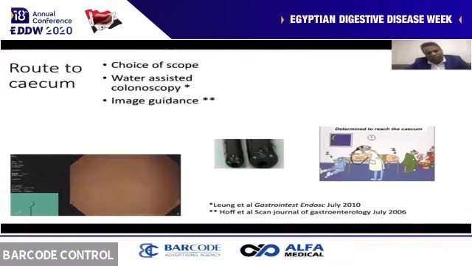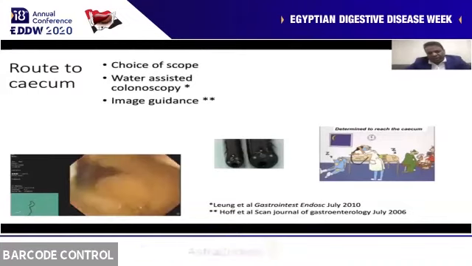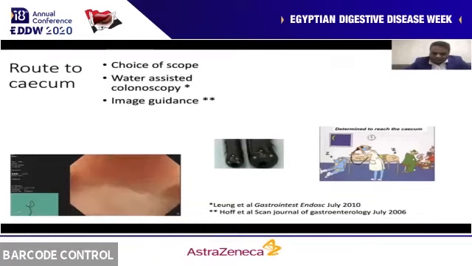Water-assisted colonoscopy has been found to be useful, particularly in navigating the left side of the colon, the sigmoid, and also minimizes the pain that the patient might have, particularly when the patient is unsedated or under light sedation.